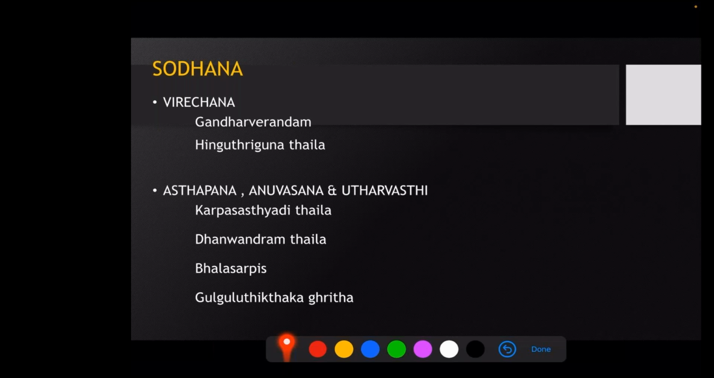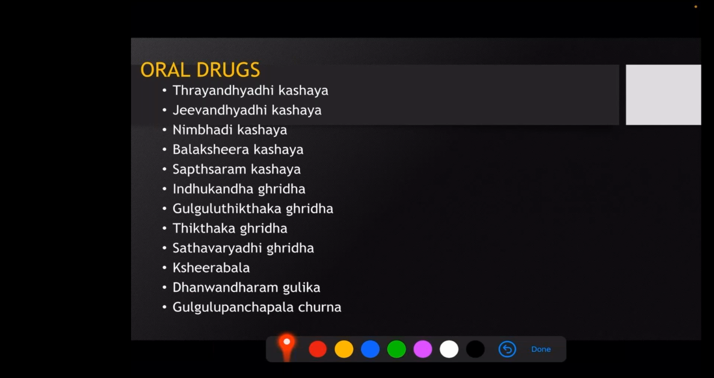For Asthapana, Anuvasana, then Uttarabasti: Karpasasthyadi Taila, Dhanvantaram Taila, then Phalasarpis, then Gulgulu Tikta Ghrita, etc. can be used. Then Trayantyadi Kashaya, Jivantyadi Kashaya, Nimbadi Kashaya, Bala Kshira Kashaya, Shatapushpa Kashaya, Indukanta Ghrita, Gulgulu Tikta Ghrita, then Tikta Ghrita, Shatavaryadi Ghrita, Kshira Bala, then Dhanvantaram Gulika, Gulgulu Panchatikta Churna, etc.